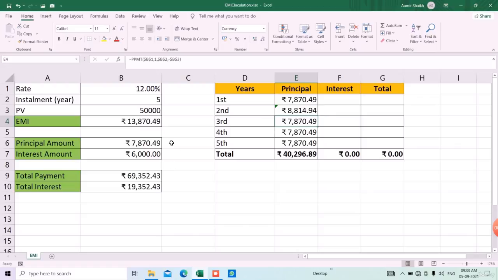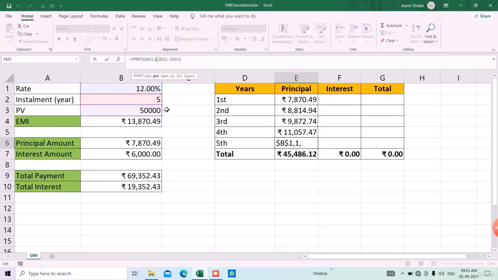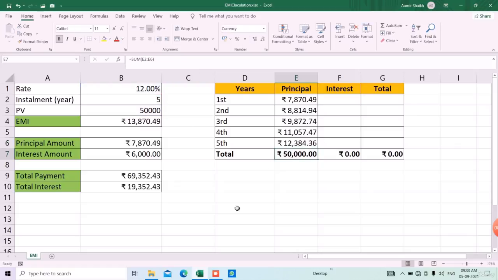Second, third, fourth, and fifth year. So this is how the principal will be repaid. Now principal will keep on increasing and interest will keep on decreasing.